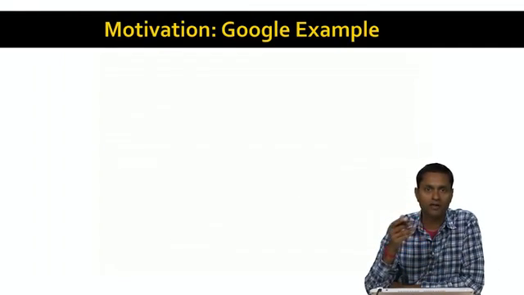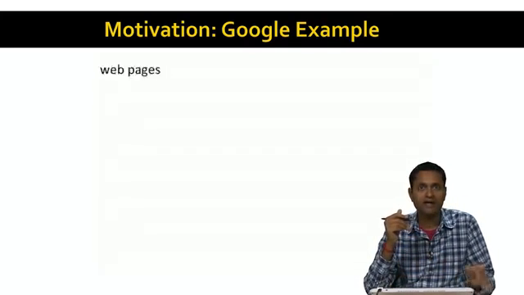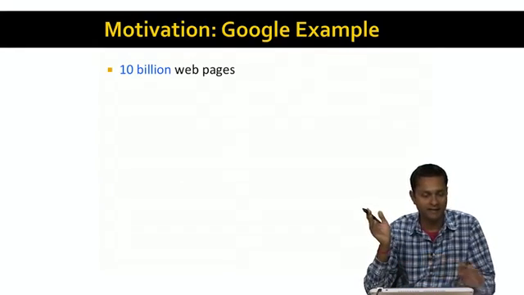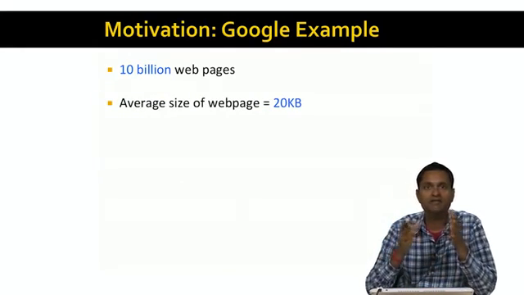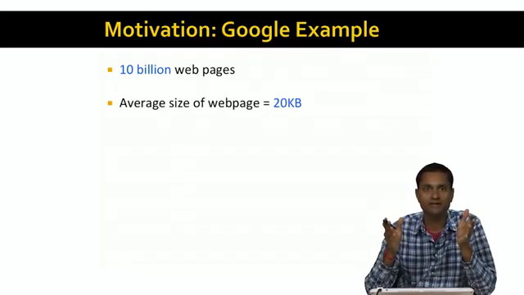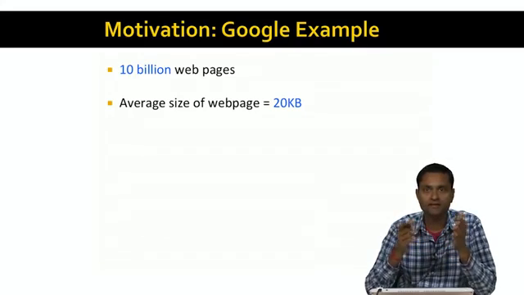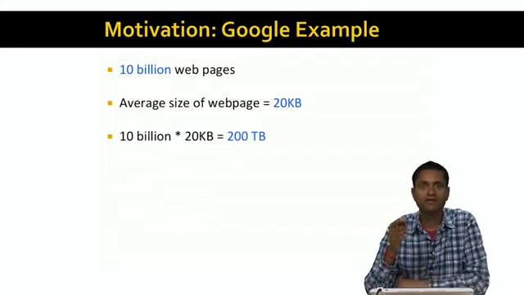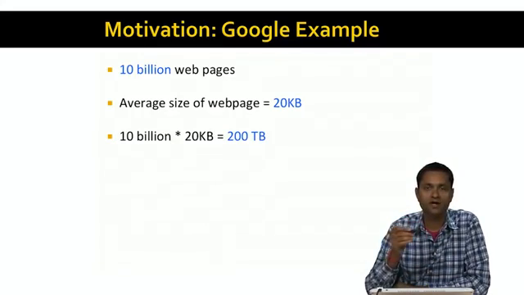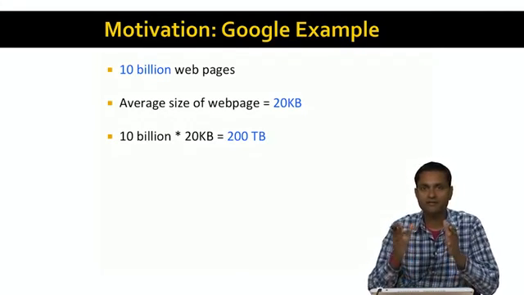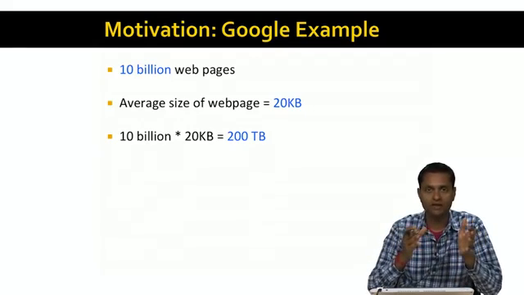So think about Google crawling and indexing the web, right? Let's say Google has crawled 10 billion web pages, and let's further say that the average size of a web page is 20 kilobytes. Now, these are representative numbers from real life. If you take 10 billion web pages, each of 20 kilobytes, you have a total data set size of 200 terabytes.